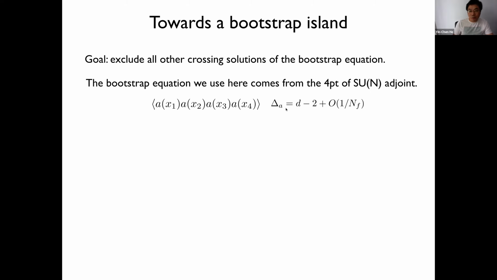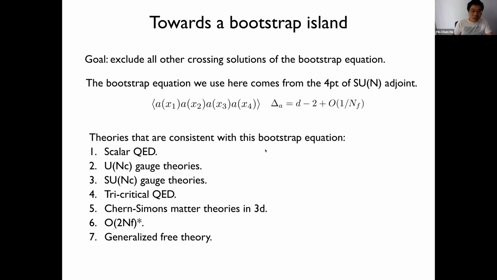The bootstrap equations we are considering are the 4-point correlation functions of the SU(N) adjoint. So the first question we should ask is, what theories are consistent with these bootstrap equations? Here is a list of theories that we can identify, which includes the Chern-Simons theories in 3D. In order to isolate it, we at least need to find conditions that exclude all other theories but leave scalar QED intact. Now you can see that this list is actually pretty large compared to Wilson-Fisher. So this is actually another reason that makes bootstrapping critical gauge theories hard, because the theory space is much more dense.